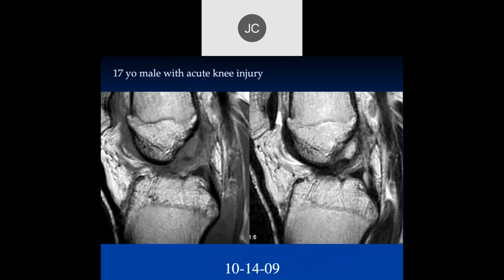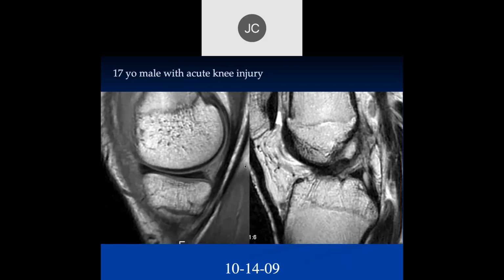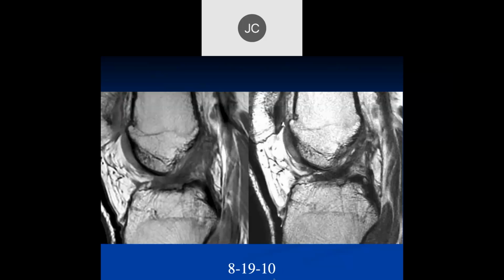Okay, so here we again see an ACL injury. Looking at the lateral. So this is an ACL tear, like you said. The medial meniscus is intact. This is on 10/14/09. Now the patient comes back a little bit less than a year later, and this is what it looks like.